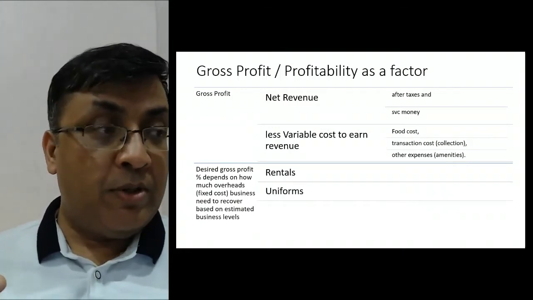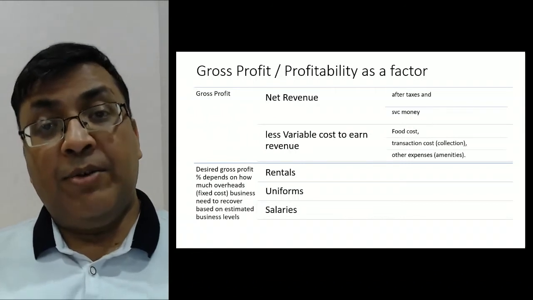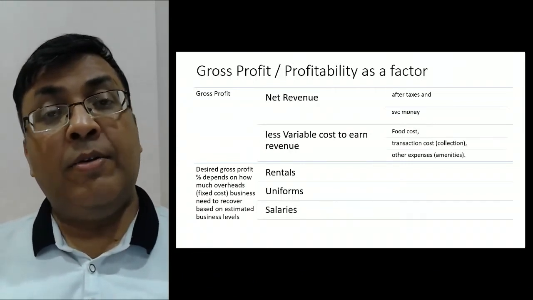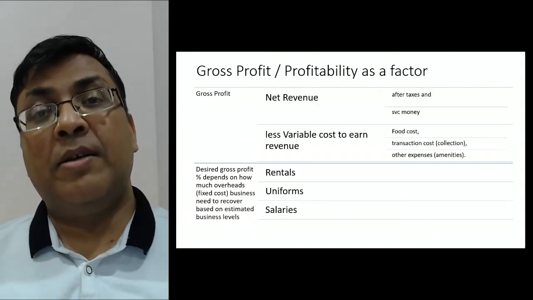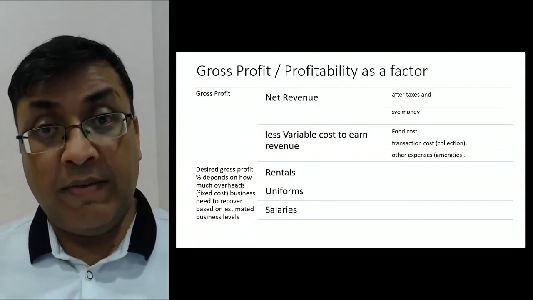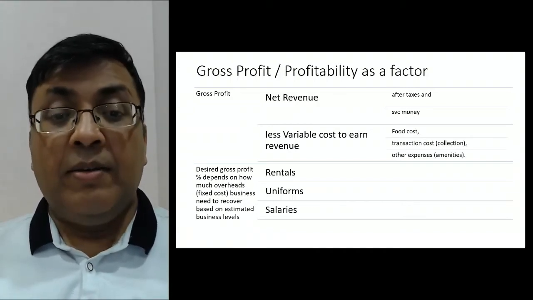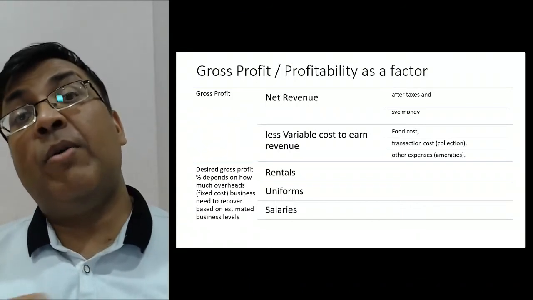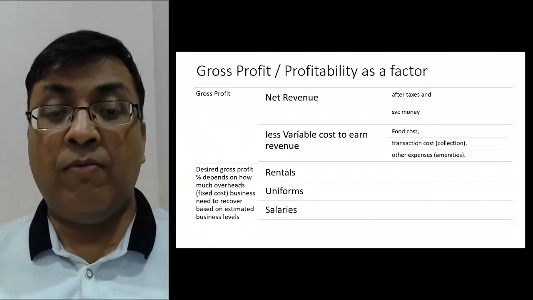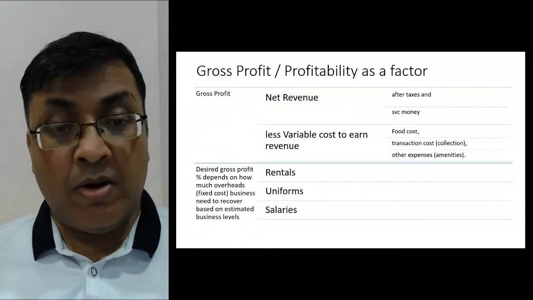Uniforms are a fixed expense. Then your salaries. Some restaurants pay salary as a combination of a fixed salary plus a percentage of the revenue, as an incentive or as service money. But a lot of restaurants, because of labor law, provide only the fixed salary. So you have to understand what the components of salaries are in your business.